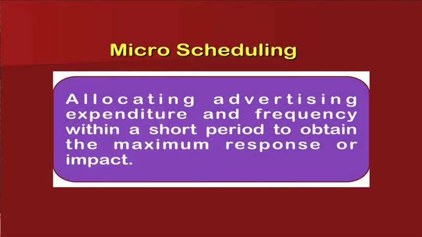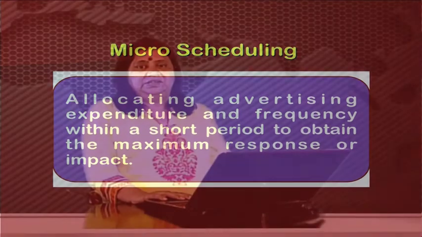Micro scheduling is allocating advertising expenditure and frequency within a short period to obtain maximum response or impact. So, macro scheduling relates to the business cycles and the trends prevailing in the market, but when we do micro scheduling, we relate to the expenditures which the audiences are doing in their daily schedules, and also customize our advertisements to a specific group of audiences who get interested in special activities of that particular local area and local regions.